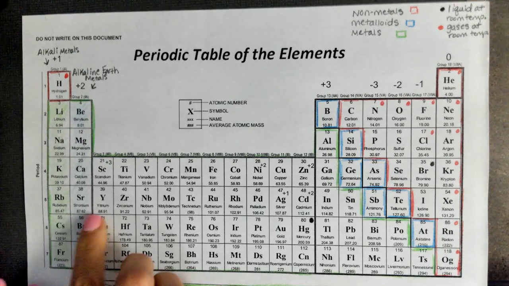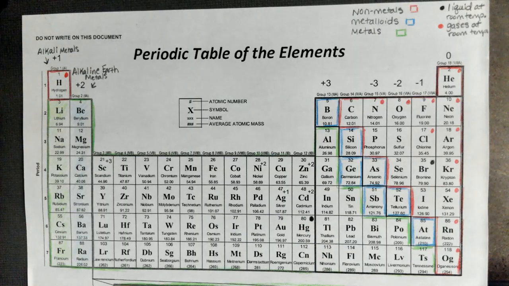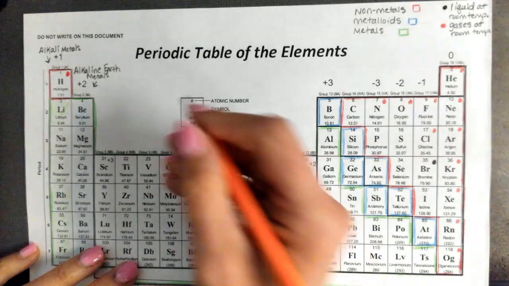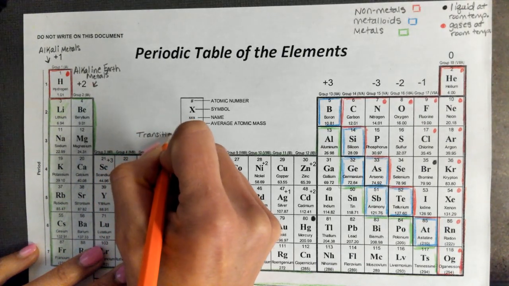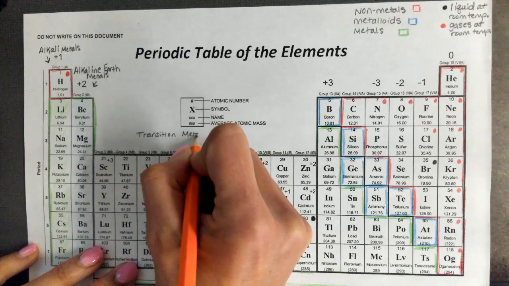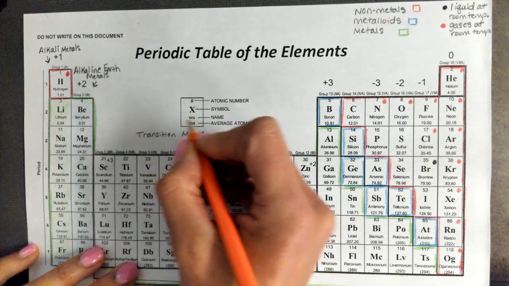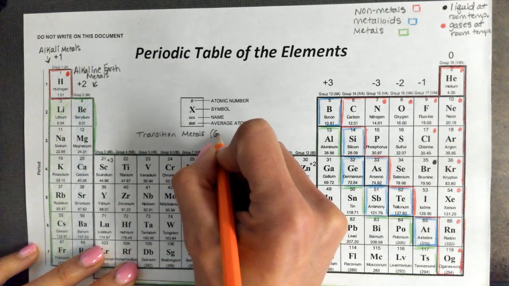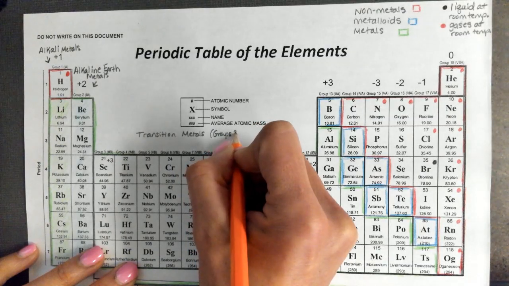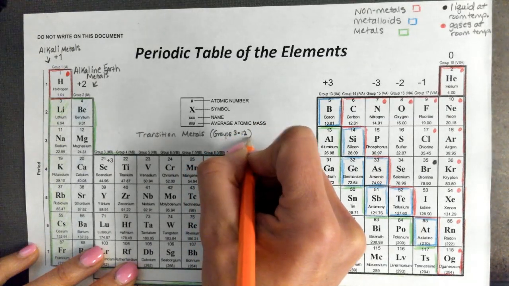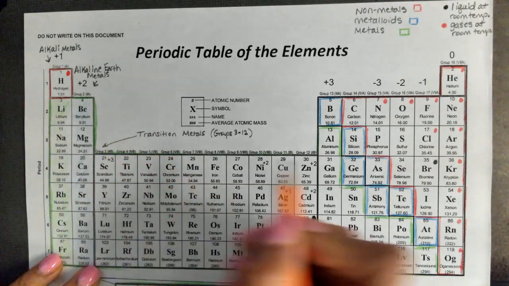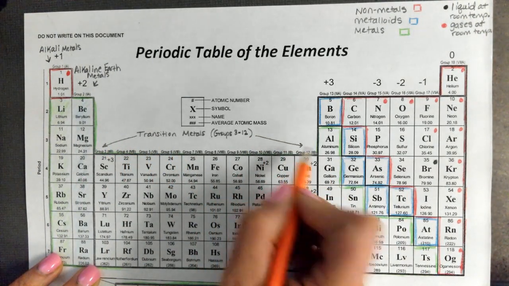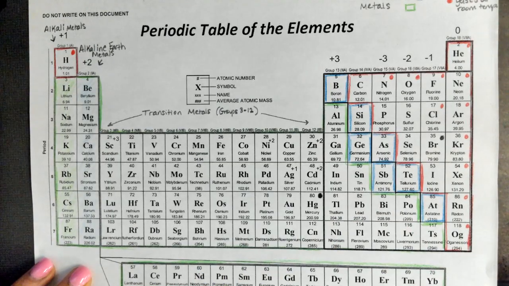Okay, for groups 3 through 12, I'm not going to color them, but I am going to label them. They are the transition metals. Okay, and those are groups 3 to 12. Okay. So that starts over there and it goes all the way over there. All right.